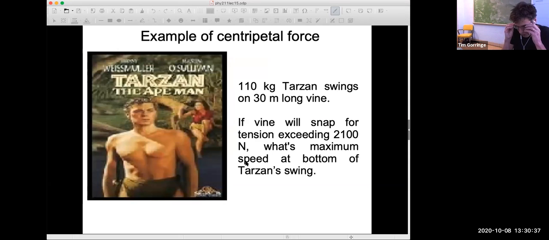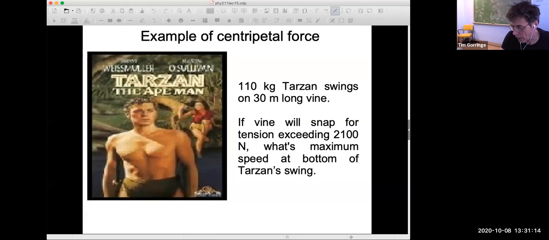Okay, let's look at a problem or two, a numerical problem or two, for these last 15 minutes. And this one is all movies today. It's Tarzan. We're told that 110 kilogram Tarzan swings on a 30-meter long vine. If the vine will snap, break, for a tension of 2,100 newtons, what's Tarzan's maximum speed? And we're going to solve this problem by understanding centripetal forces.